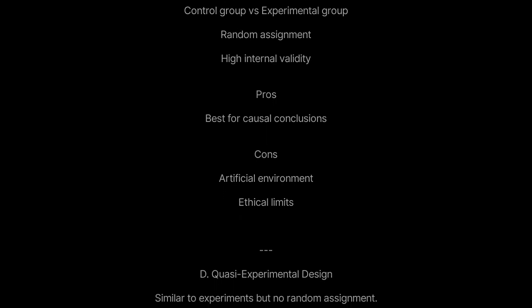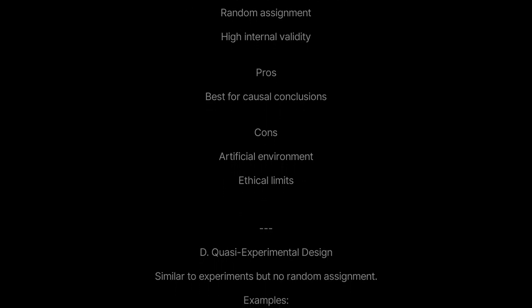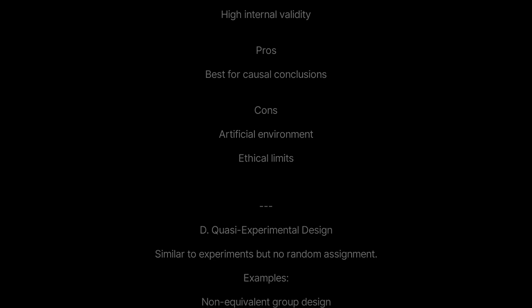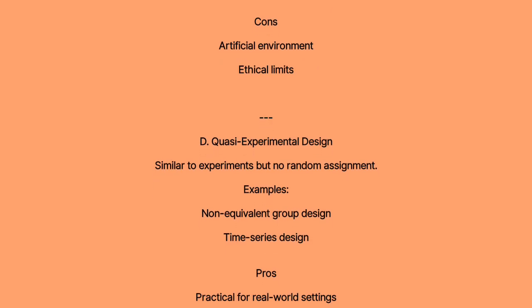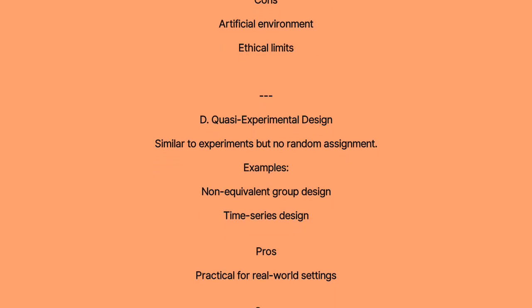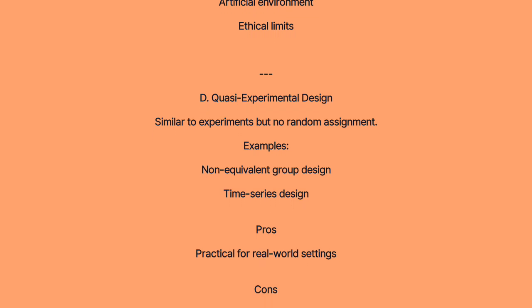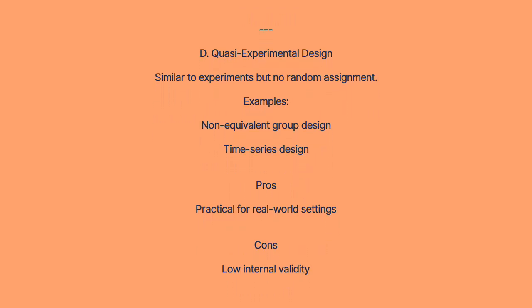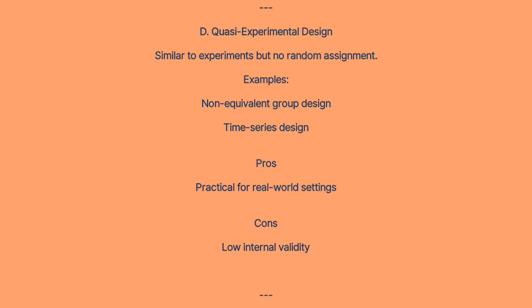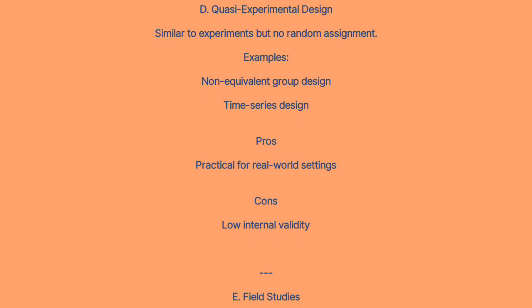Next type is quasi-experimental design. This means similar to experiments but no random assignment. For example, non-equivalent group design, time series design. The first advantage is that it is practical for real world settings. It's very good for practical work. The negative we can see is low internal validity. They want much validity in this.